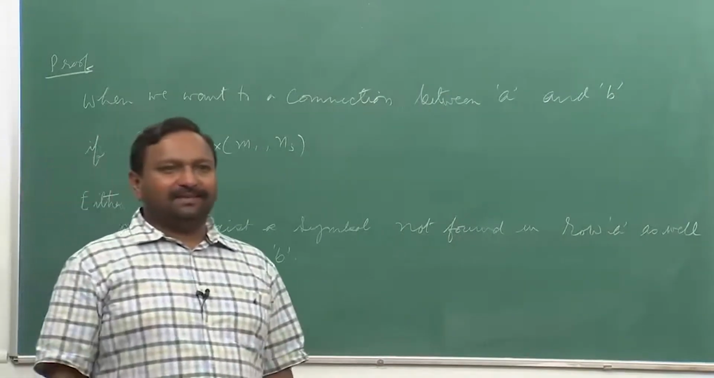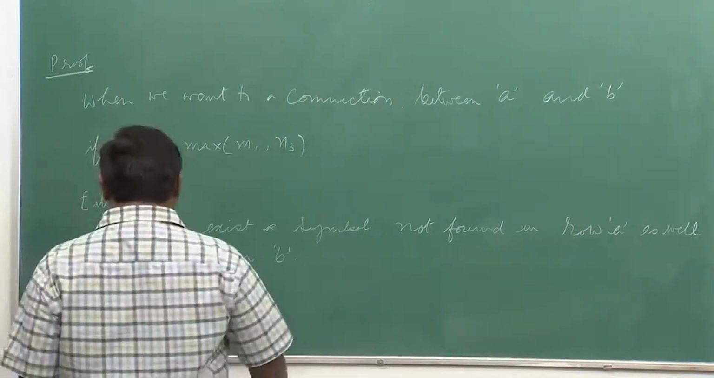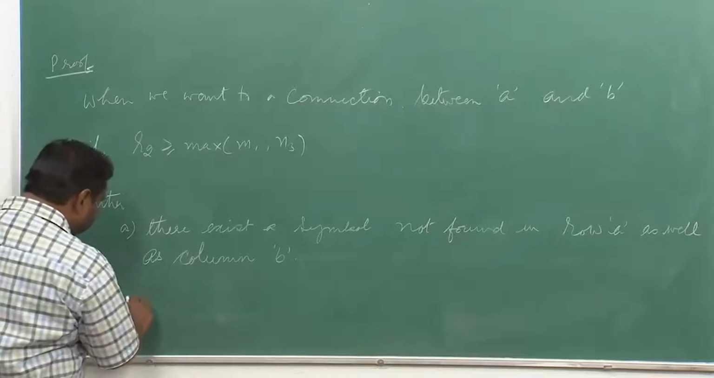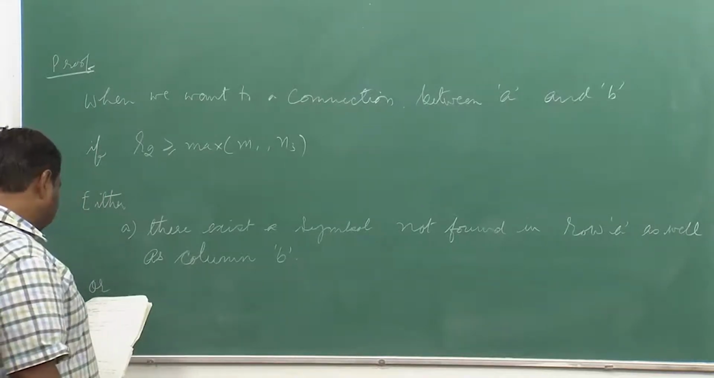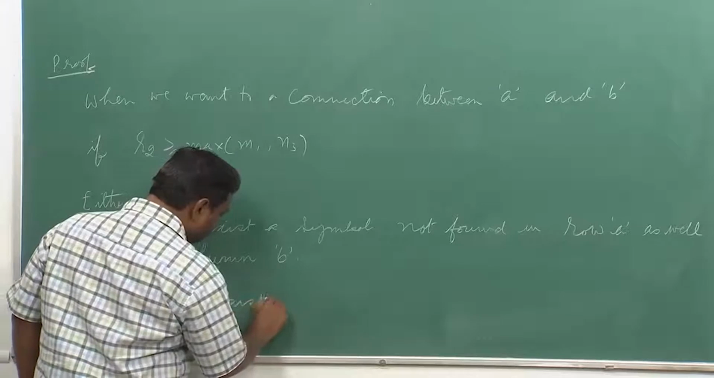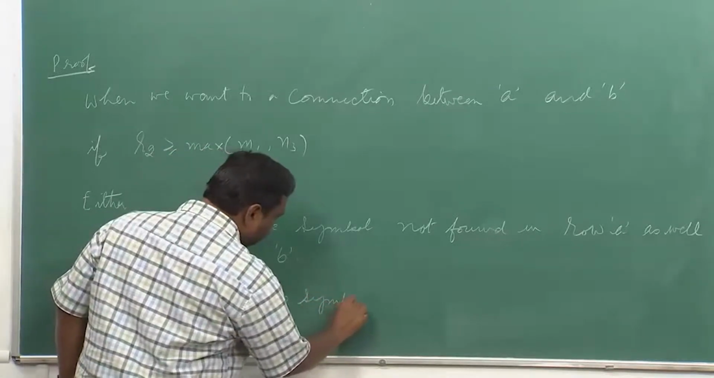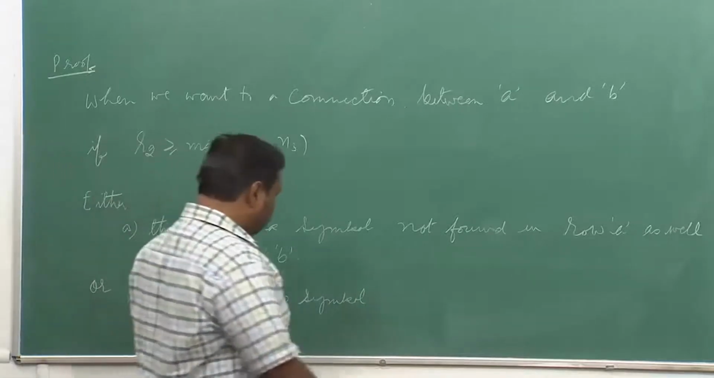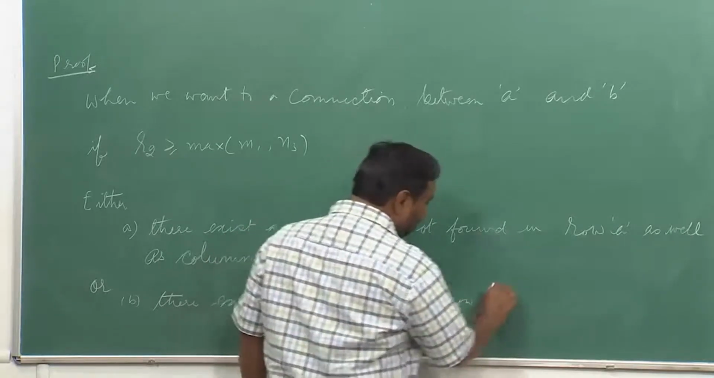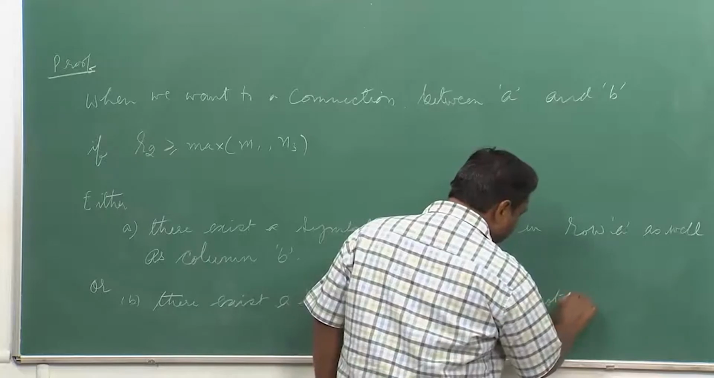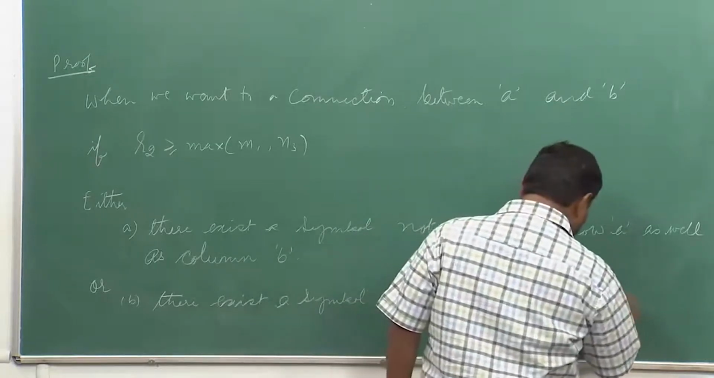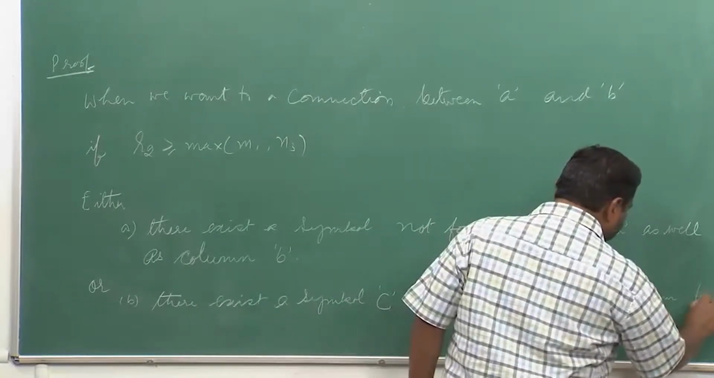In that case, the second condition is always going to be true. So, either one or the other will be happening. We will prove that yes, this is going to be true. So, the B condition will be that there exists a symbol C which is actually in row A, but not found in column B.